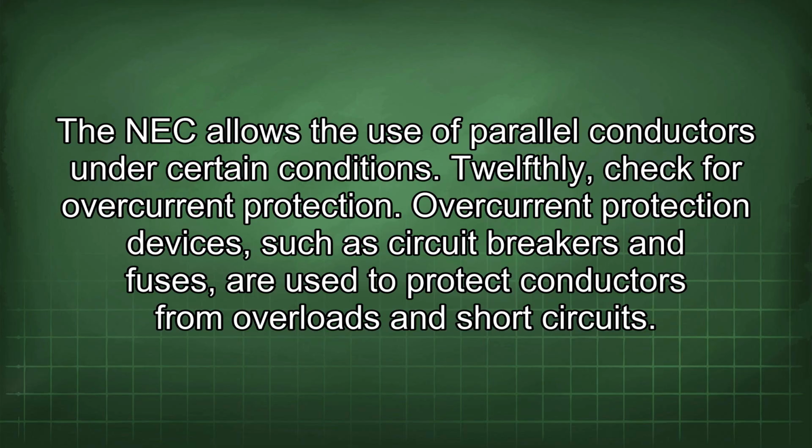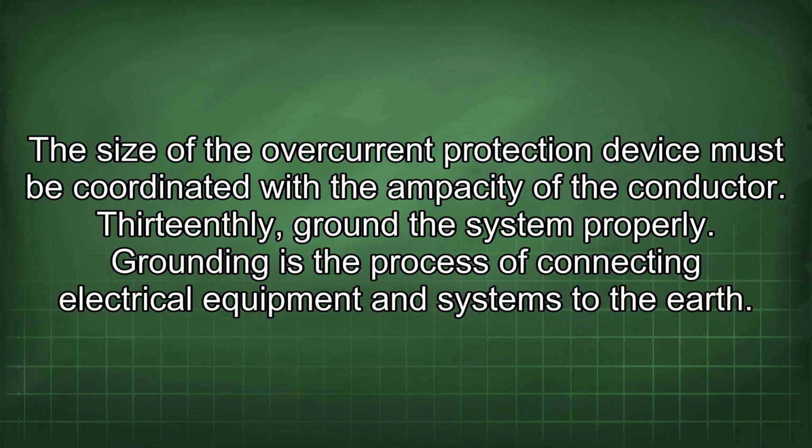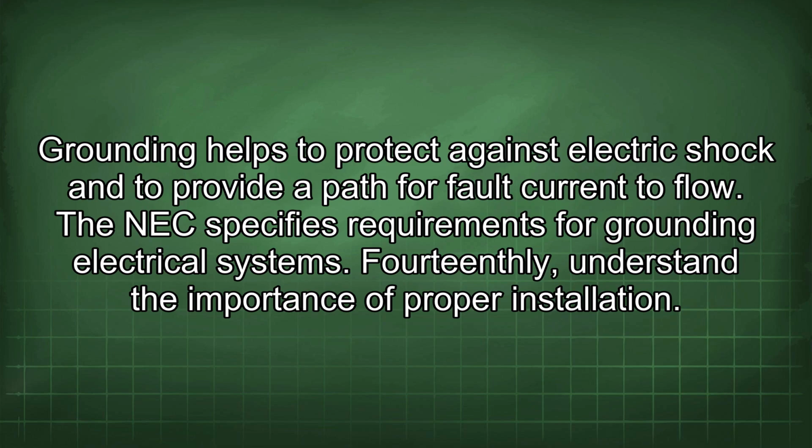Twelfthly, check for overcurrent protection. Overcurrent protection devices, such as circuit breakers and fuses, are used to protect conductors from overloads and short circuits. The size of the overcurrent protection device must be coordinated with the ampacity of the conductor. Thirteenthly, ground the system properly. Grounding is the process of connecting electrical equipment and systems to the earth. Grounding helps to protect against electric shock and to provide a path for fault current to flow. The NEC specifies requirements for grounding electrical systems.